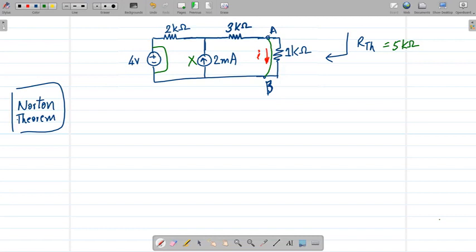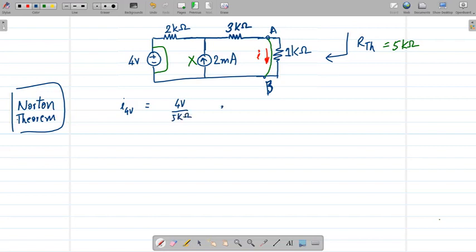Now, if I'm applying a 4-volt voltage source, I'm going to cross out the current source because it's open circuit, and the drop across this is going to be 4 divided by 2 plus 3, so 5 kilo ohms. So the current due to the 4 volts is equal to 4 volt over 5 kilo ohm.